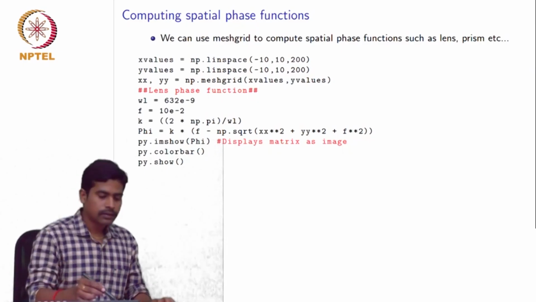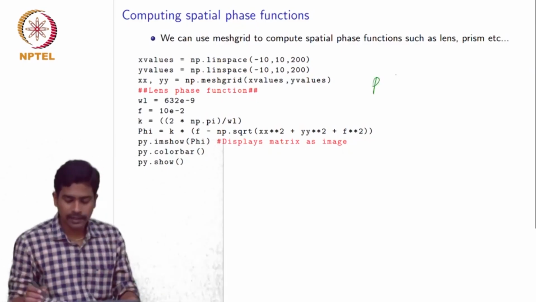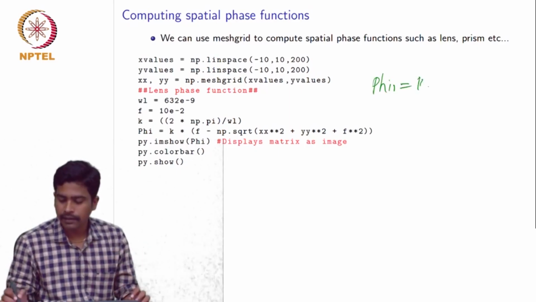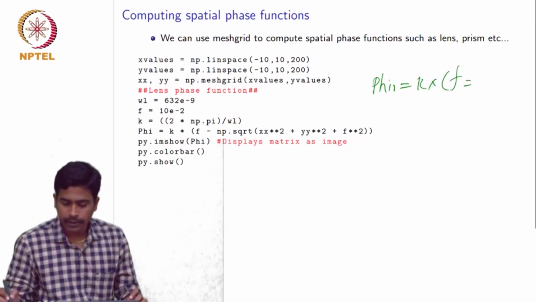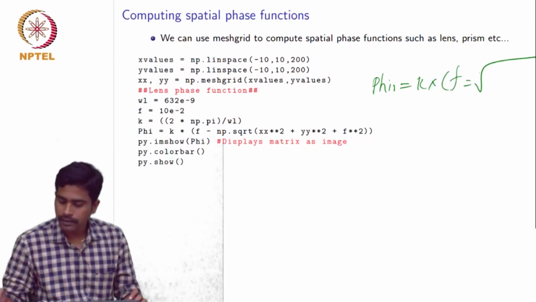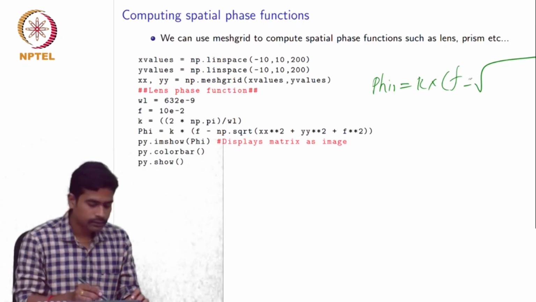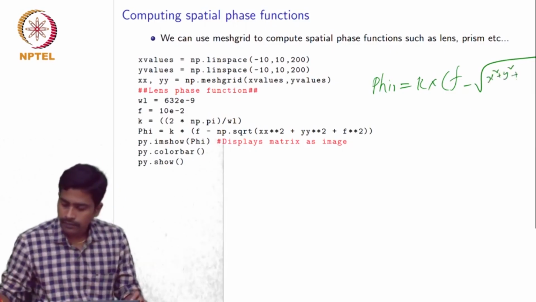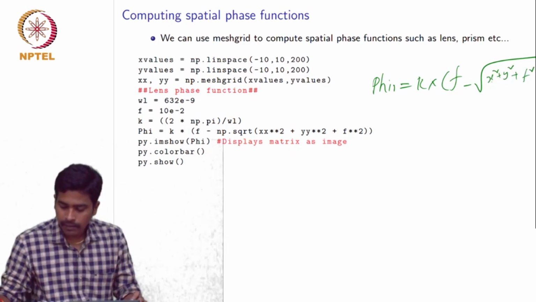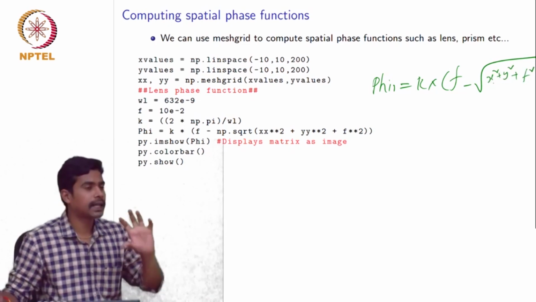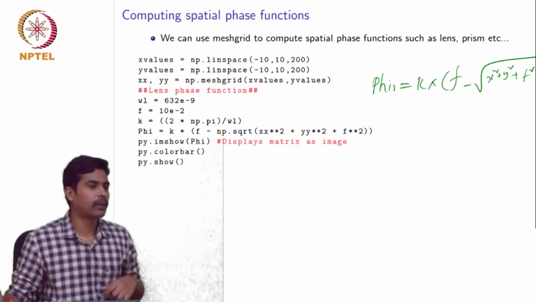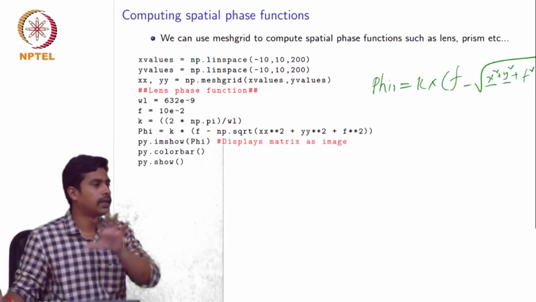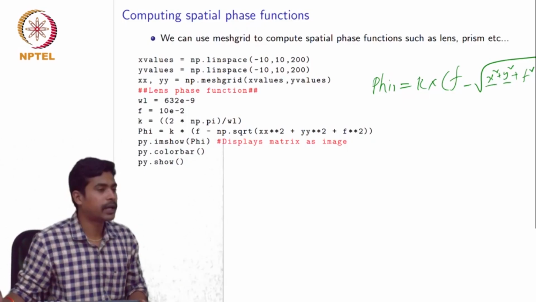For a two-dimensional lens, the equation is the same, but we are also adding the x coordinate: k into f minus the square root of x square plus y square plus f square. In the earlier case, we saw the phase variation only in one direction, which is y. But in this example, we want to see the phase variation overall in 2D, so we have to add both x square and y square.